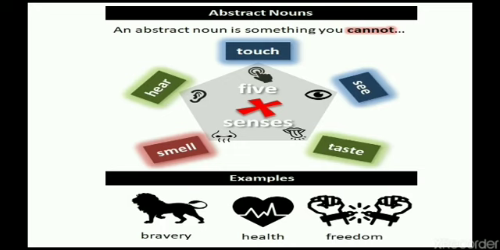Next is abstract nouns. An abstract noun is something you cannot touch, see, taste, smell or hear. So you cannot describe an abstract noun using any of your five senses. You can only feel them. For example, bravery, health and freedom.